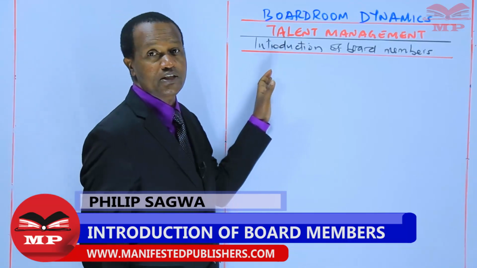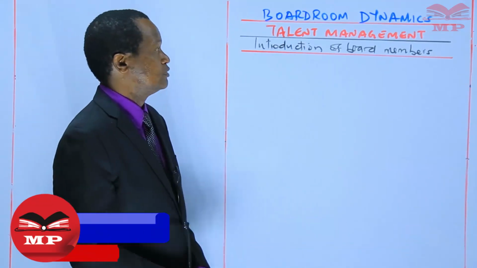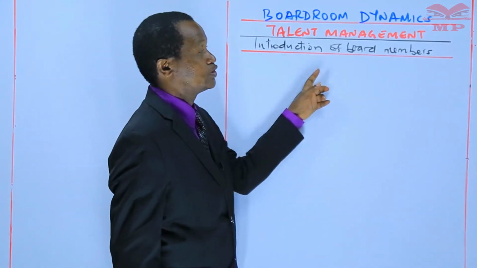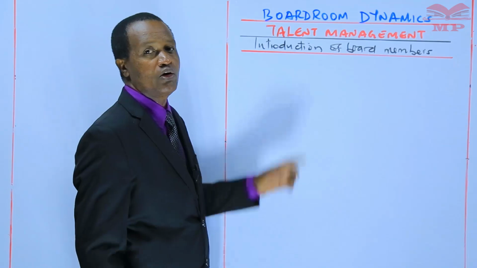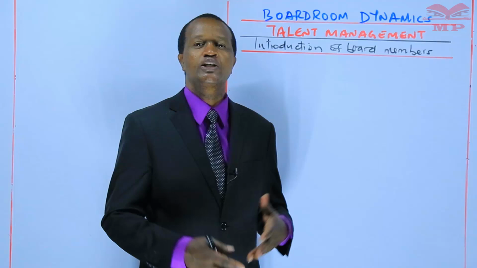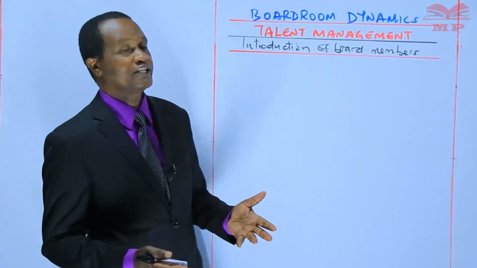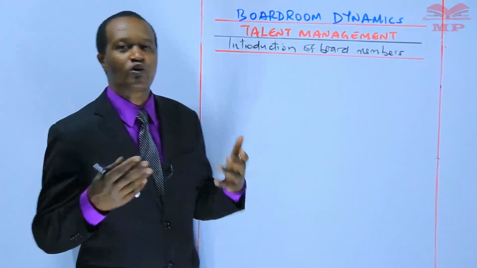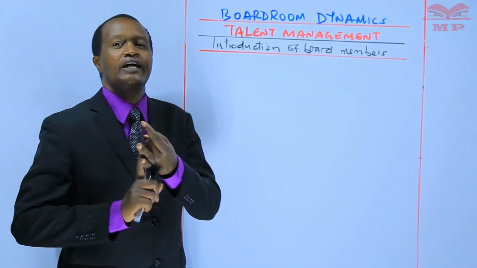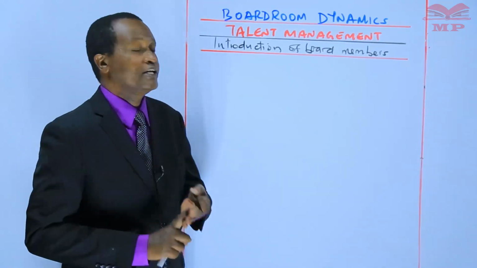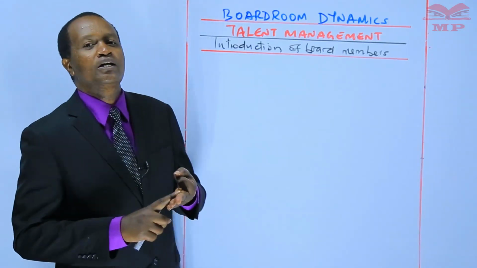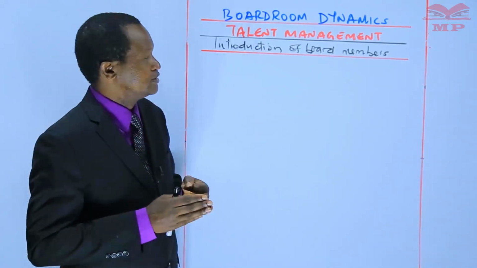We're continuing with a series of lessons in the subject boardroom dynamics. In today's session, we are going to pick yet another subtopic, introduction of board members. Introduction of board members refers to the board orientation. An effective board orientation requires the involvement of 1, the board chair, 2, the chief executive, 3, the governance committee, and the possible key board and staff members.